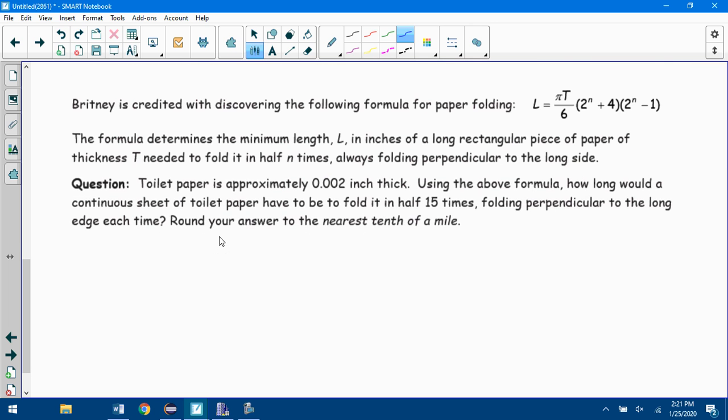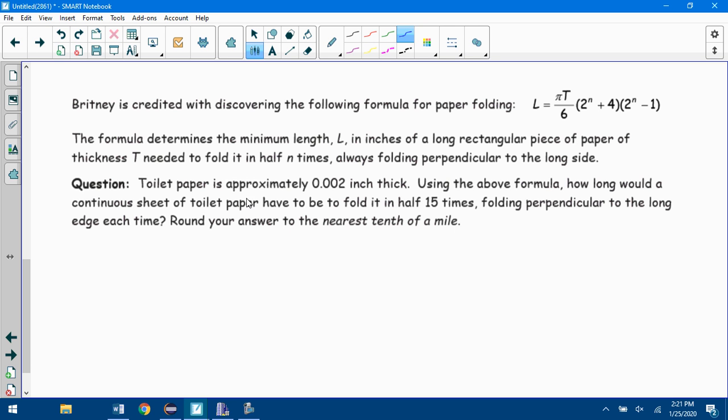So here's a question. Toilet paper is approximately 0.002 inches thick. Using the above formula, how long would a continuous sheet of toilet paper have to be to fold it in half 15 times, folding perpendicular to the long edge each time? Round your answer to the nearest tenth of a mile. So it's going to be a pretty long sheet of toilet paper to begin with here.